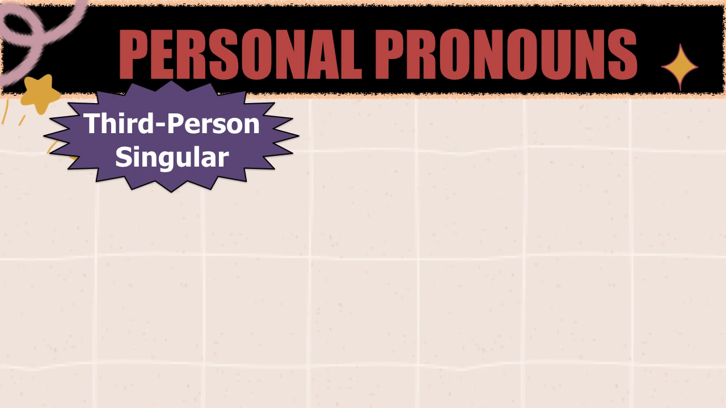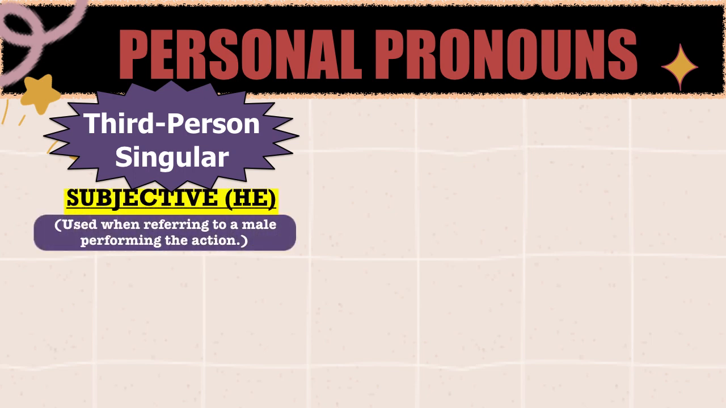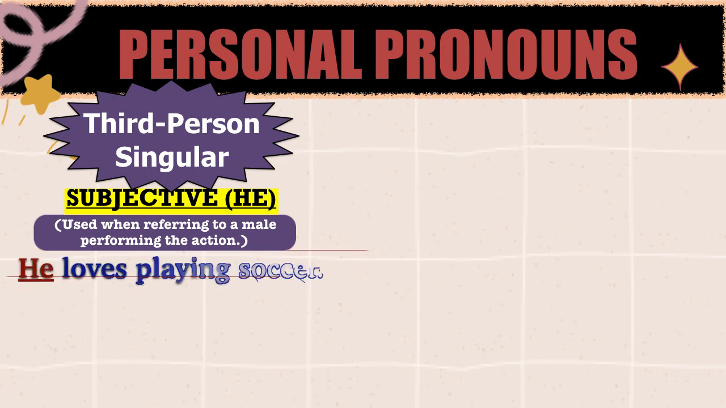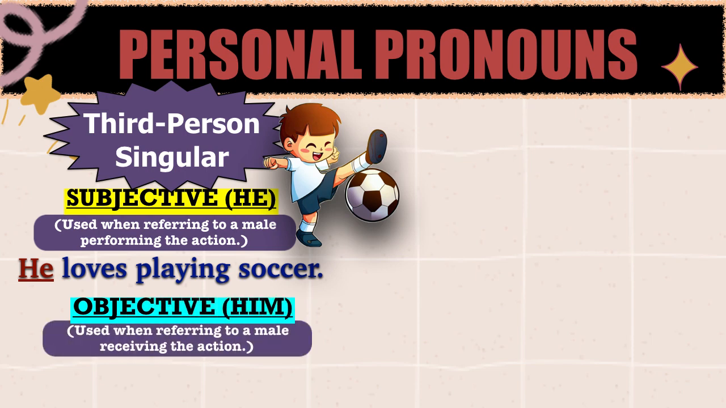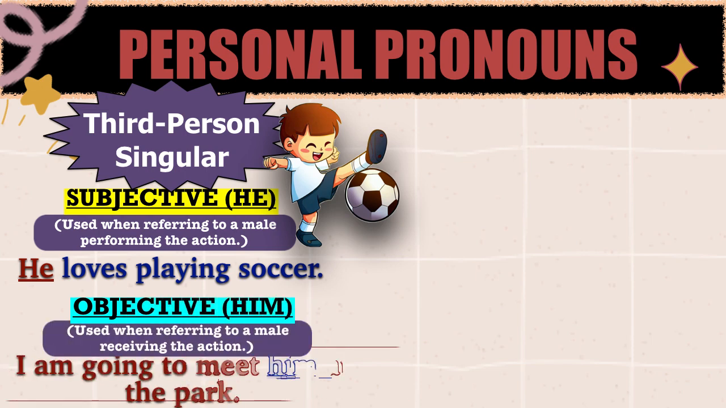Third person singular. Subjective: he. Used when referring to a male performing the action. Example: he loves playing soccer. Objective: him. Used when referring to a male receiving the action. Example: I am going to meet him at the park.